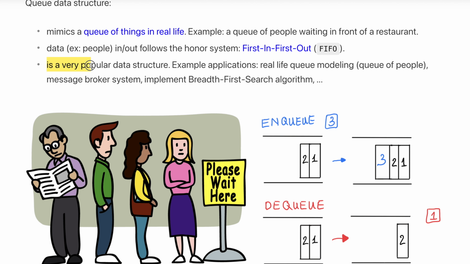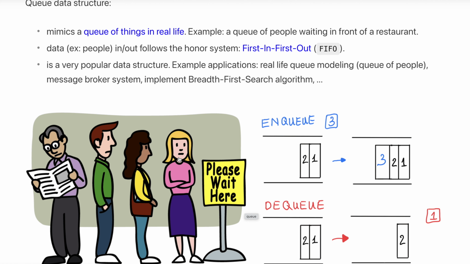Queue data structure is a very popular data structure. One of the obvious applications is to mimic the real-life queue, for example, the queue of people in this picture. Or to implement a message broker system which you use every day, like the one on iPhone iMessages, Android Messages, Slack, Microsoft Teams, and so on. Another popular and important application is to implement the breadth-first search algorithm, which we will learn about later.